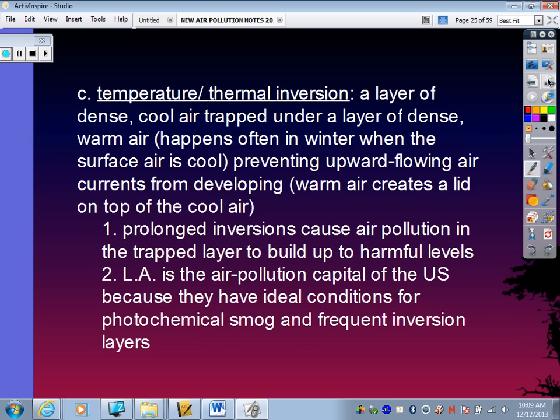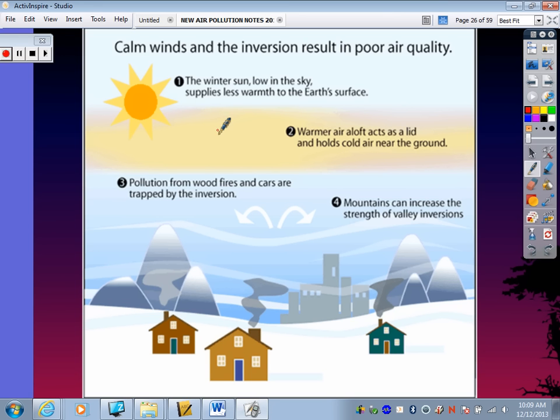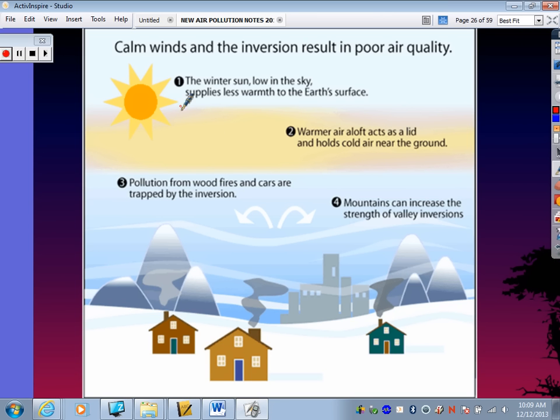So let me actually show you a picture of this and we'll come back and talk about that. Alright, so this shows how an inversion would form. It says, especially in winter, you have a low sun, so less heat is getting to Earth. Down here at ground level it's a little bit cooler, where normally it would be very warm. So you've got warm air up here at the top. You've got cool air down next to Earth.